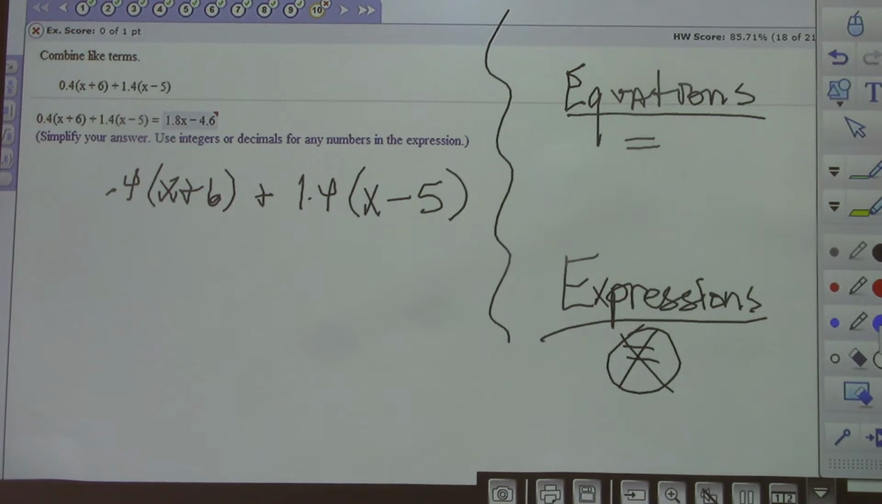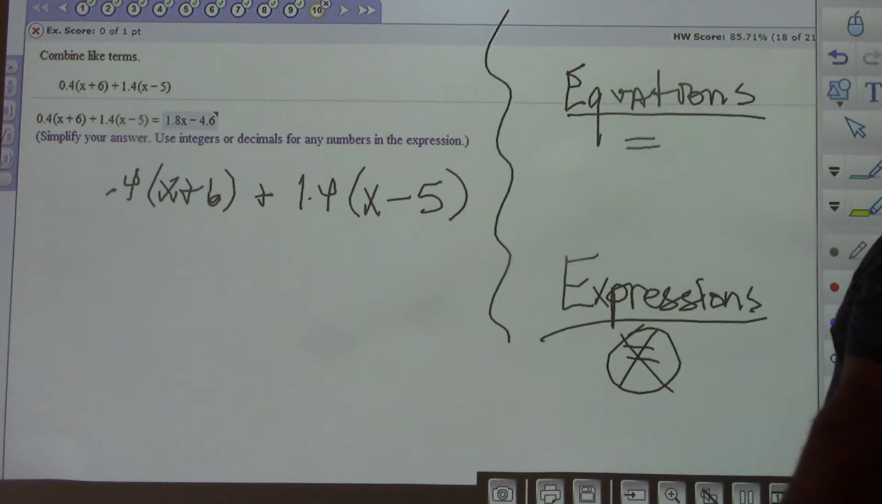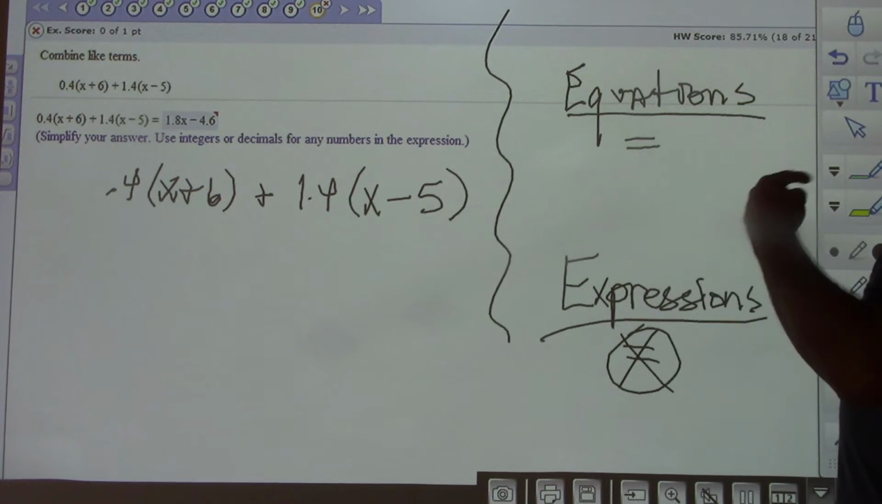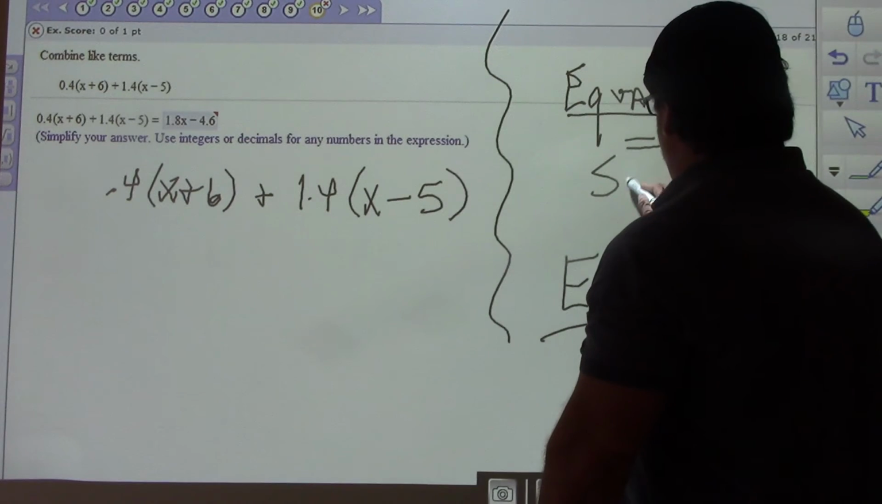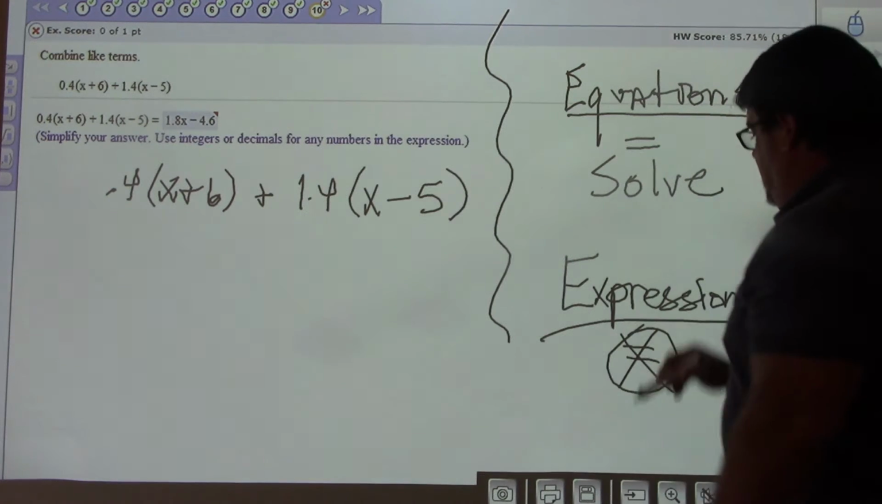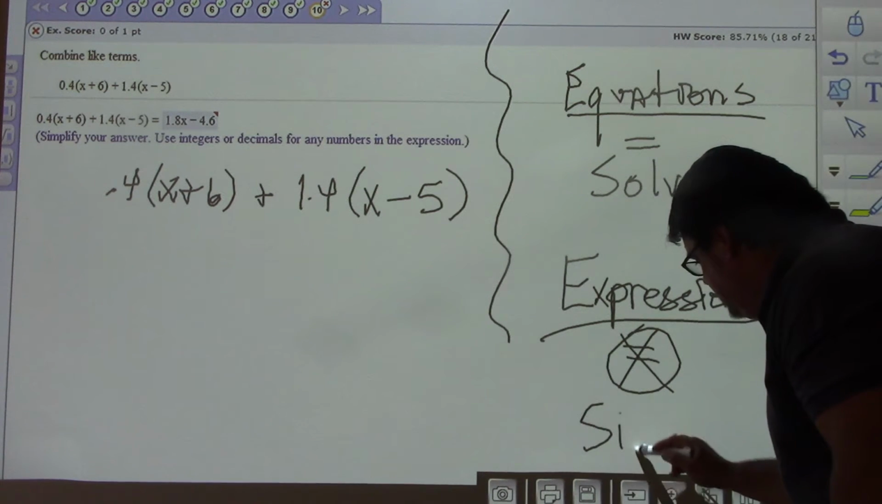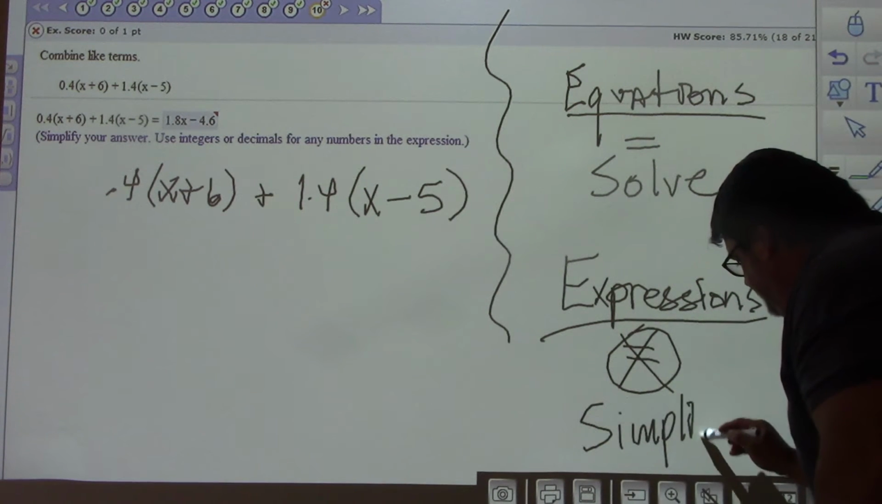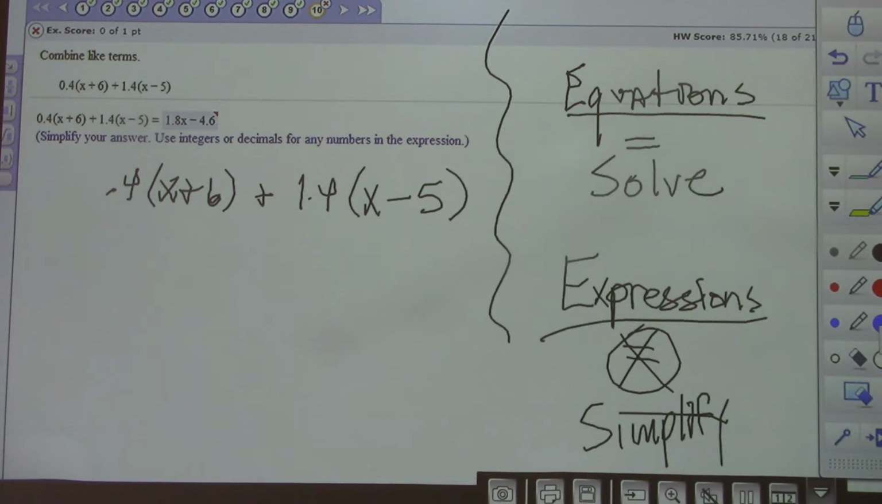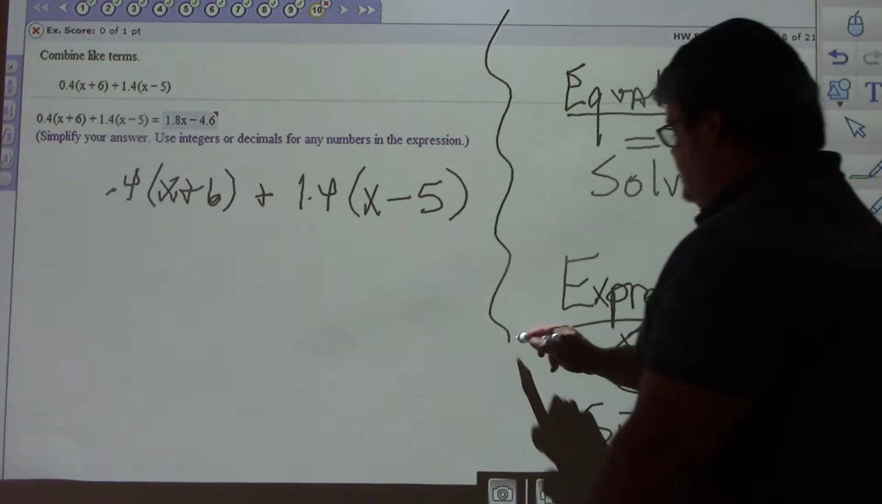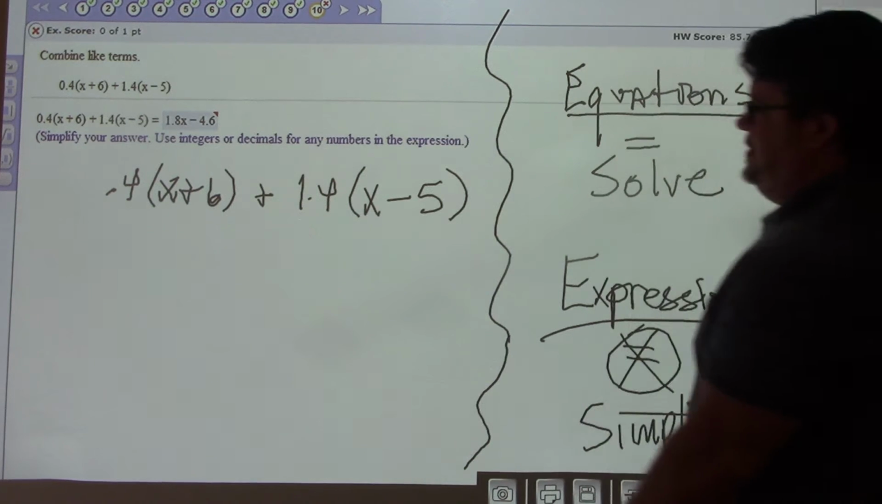So an expression is not really asking you to solve it. Equations ask you to solve. Expressions ask you to simplify. So you need to remember that, not only for this class, but for other math and science classes.